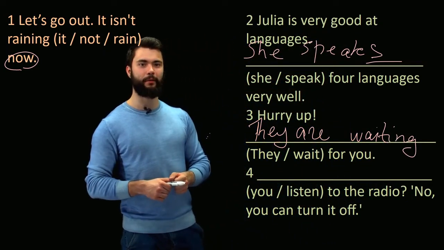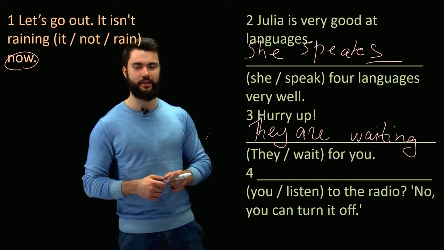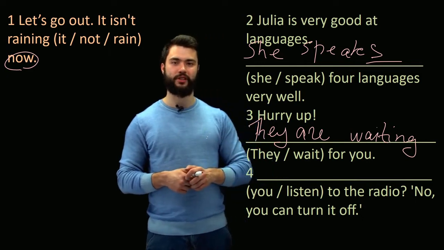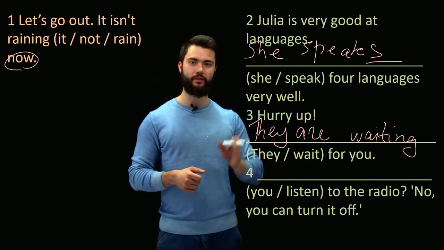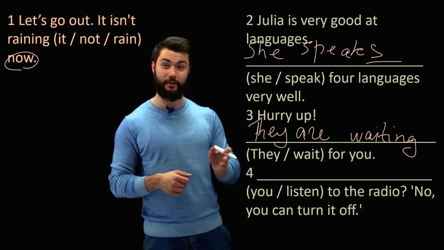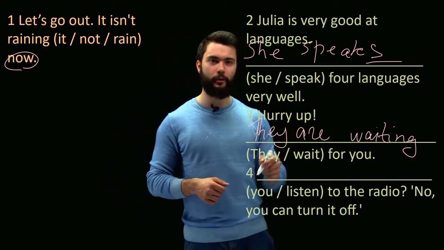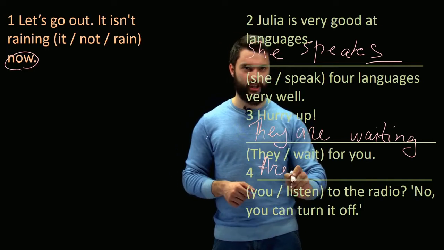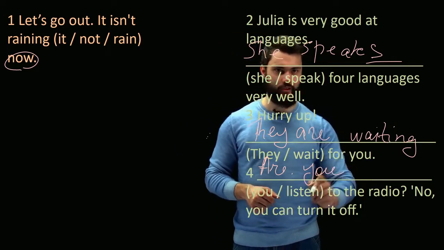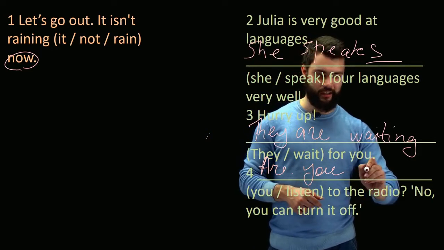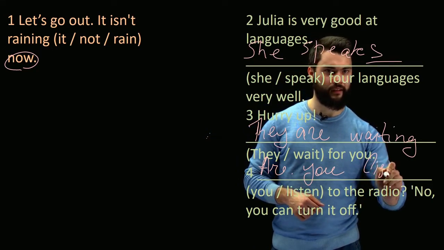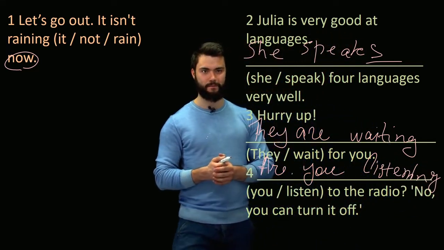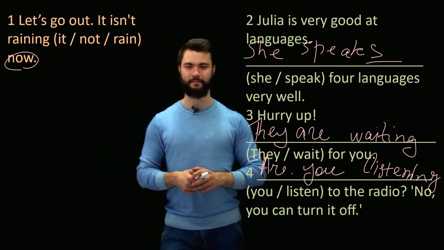Good. Example number 4. You listen to the radio, no, you can turn it off. We understand it is a question, thus we have to start it with the auxiliary verb. Auxiliary verb for the present continuous tense is the form of the verb to be. So we put the form of the verb to be, which is are, then we put the subject, are you, and then the verb with ing again. Are you listening to the radio? No, you can turn it off.